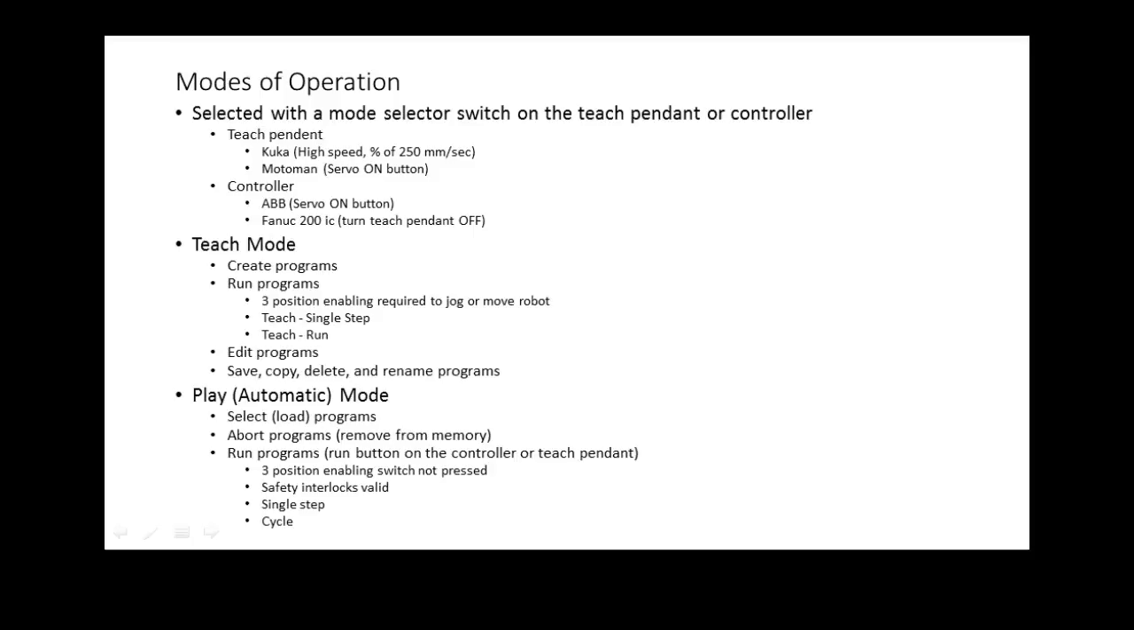You can single step the program, you can run the program, which in this class we'll refer to as teach run and teach single step. We use single step to verify points. We use run to verify the program. That makes a difference. So if we single step a program, it's not going to give us the path the robot will follow. It will go to the points. Is everybody okay? Also gives us the ability to edit the program, save, copy, delete, and rename programs.